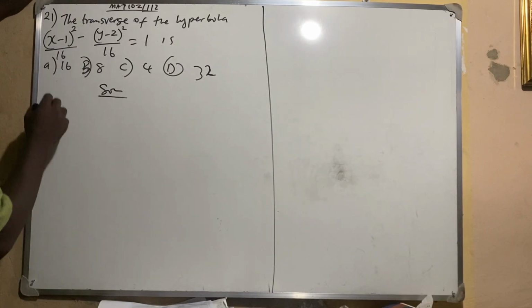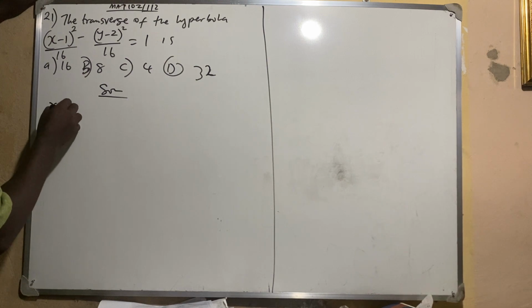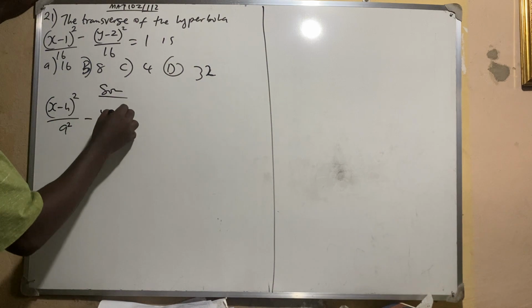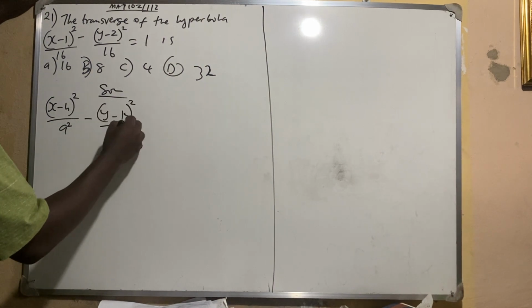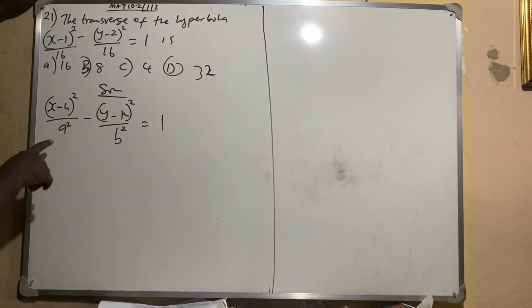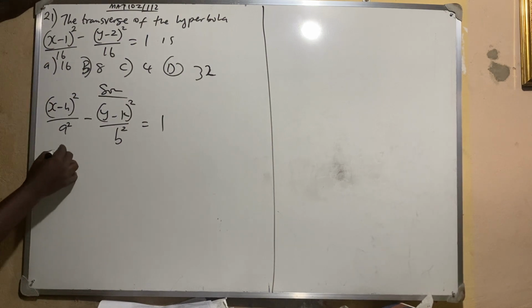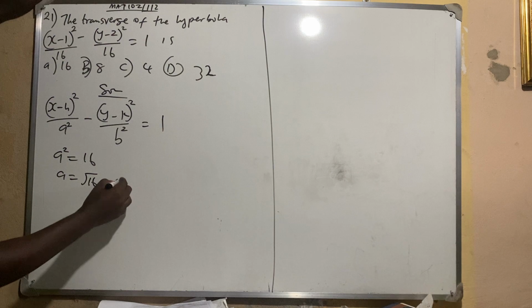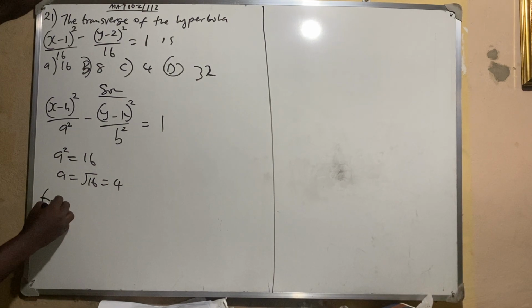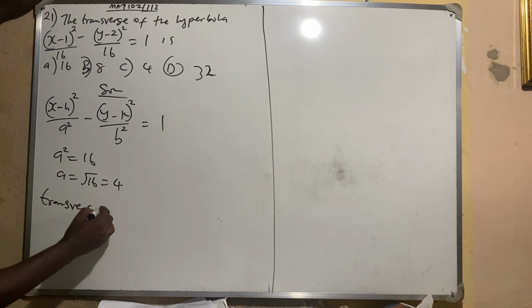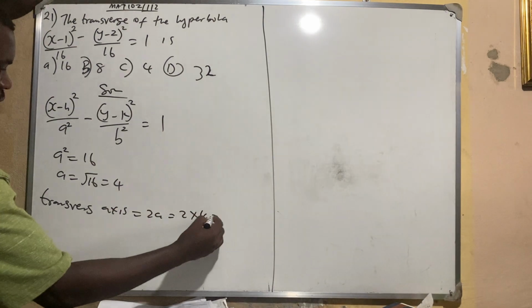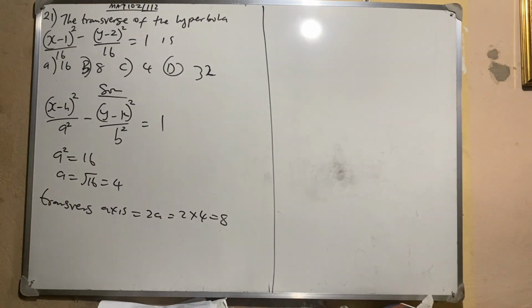So if you look at this hyperbola, it is x minus h all squared over a squared minus y minus k all squared over b squared is equal to 1. So you will now see that your a squared is equal to 16. So my a is now the square root of 16, which is 4. Okay, so the transverse axis is equal to 2a, which is 2 times 4, and 2 times 4 is 8.